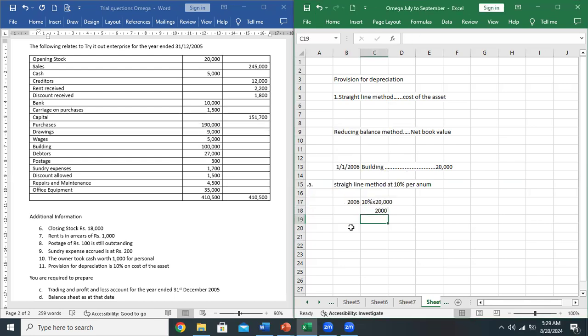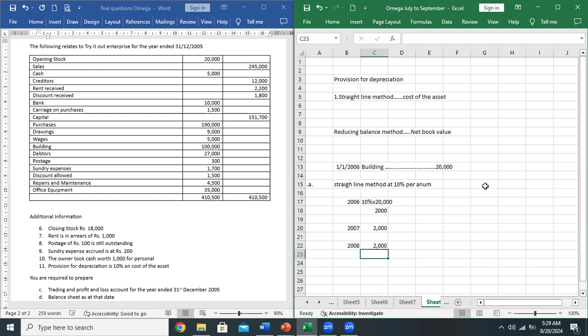The second year, which is 2007, if we are still calculating depreciation using the straight line method, it will still be 10% times 20,000, and you get 2,000. The next year, 2008, it will still be 2,000. That is why we say under the straight line method, the depreciation is fixed. It doesn't change. It is fixed over the life of the asset, and you apply the rate on the cost of the asset.